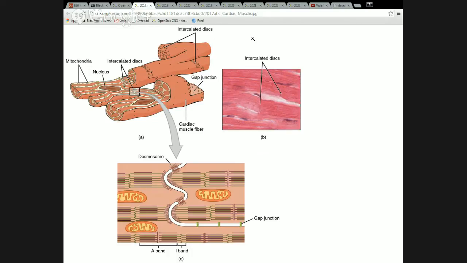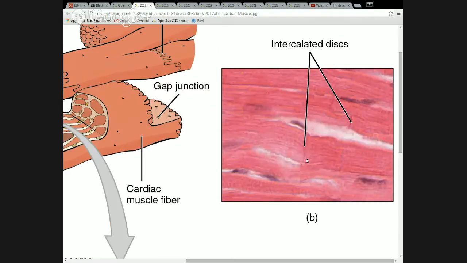You might have looked at it in A&P 1. I personally tend to reserve that for this point in A&P 2 when we look at it a little bit more closely. The little micrograph off to the side there highlights an important feature that we see in cardiac muscle tissue on a microscope, which are these features called intercalated discs.